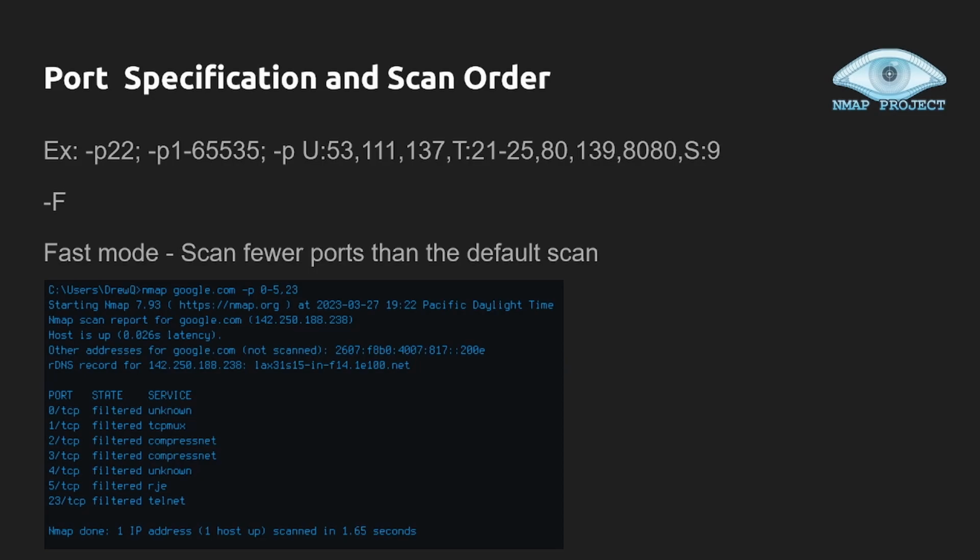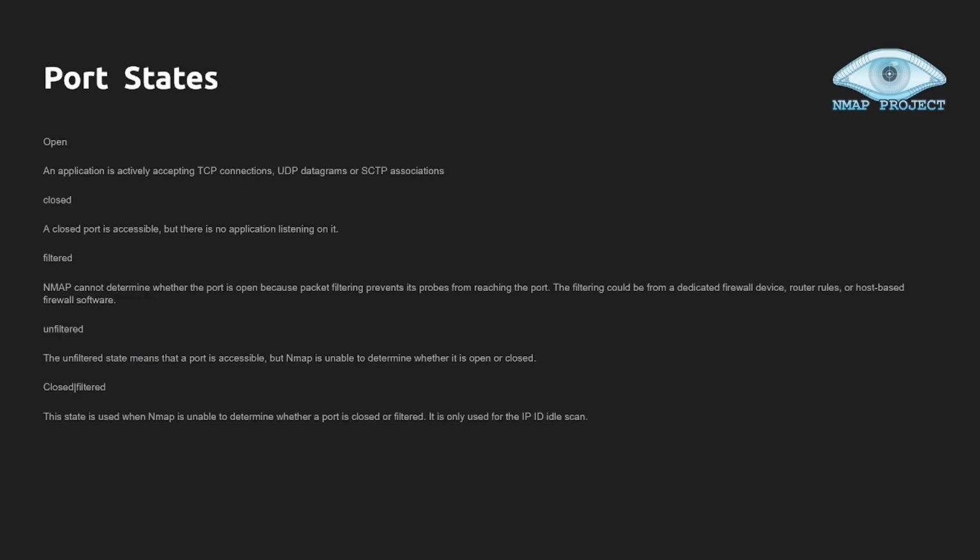You can see at the bottom, I'm telling it to scan Google, scanning ports 0 through 5, and additionally scanning port 23. So let's talk about port states. Open means an application is accepting TCP connections. There is a service or application running on that port, like a web server or FTP. Closed means the port is accessible, but there's no application listening on it. So it could talk to it, but there's nothing actually on there.